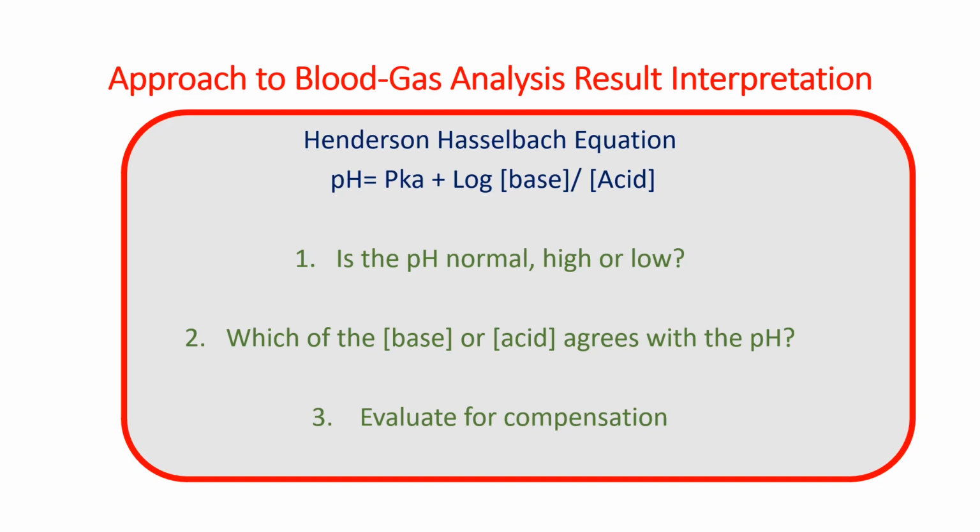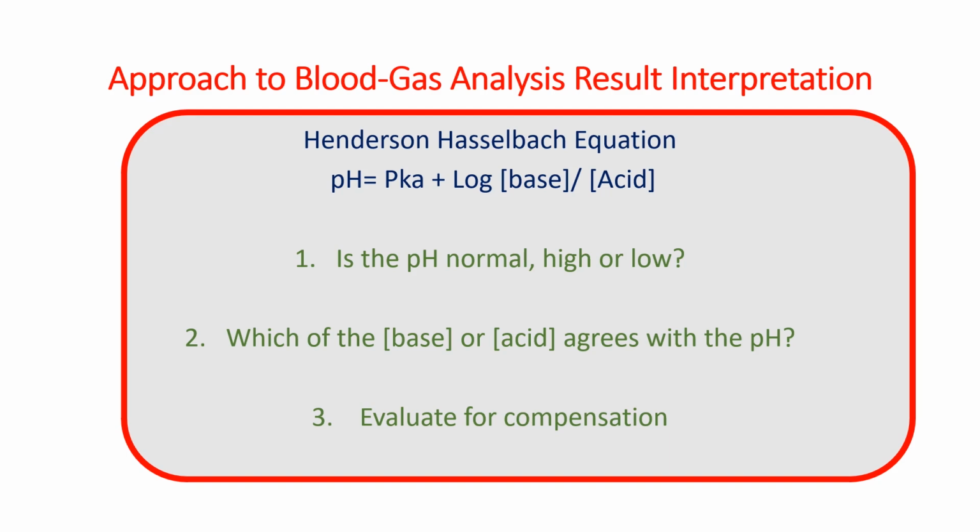The second thing to check is the concentration of the base and the concentration of the acid, and to check which of them agrees with the pH. For example, if the base is high, that is alkalosis, but if the base is low, that is acidosis. If the acid is high, that's acidosis, but if the acid is low, that's alkalosis. So, any of the base or acid that follows the same direction as the pH will become the primary diagnosis of the patient.